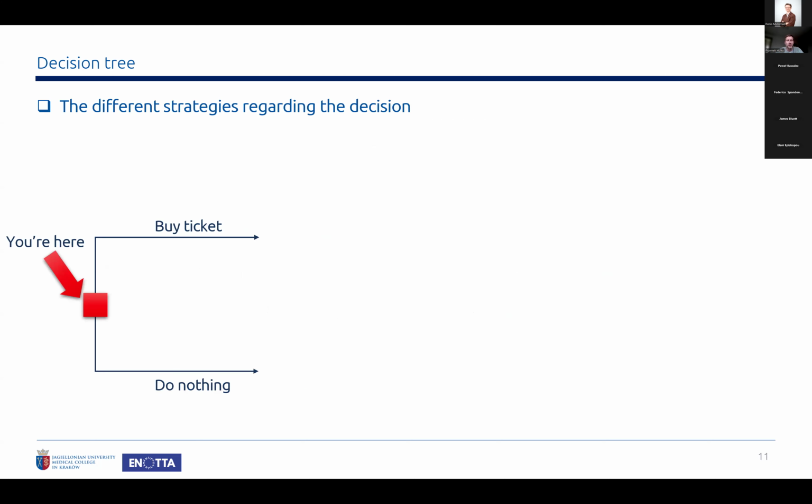We start building the decision tree by stating our current position and listing the exclusive choices, buy or not to buy the ticket. So we are here, and our choice is to wait in line and buy a ticket, or to leave the line and go home, do nothing. Exactly with this regard.